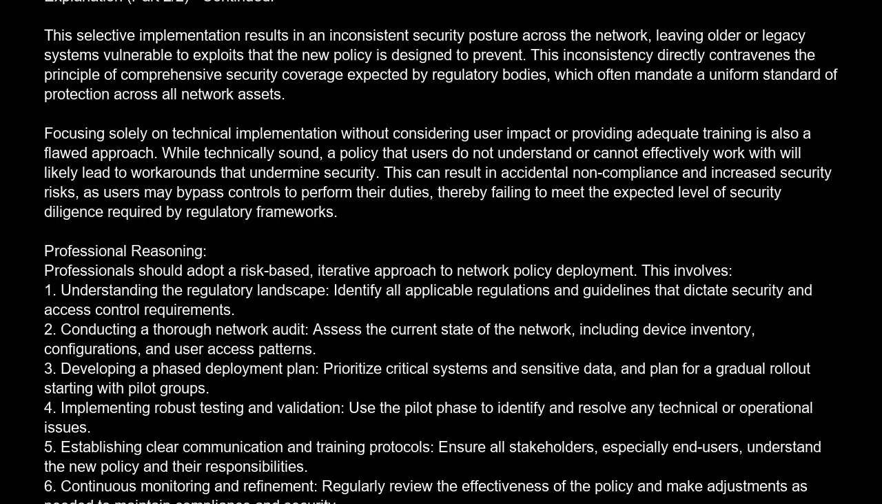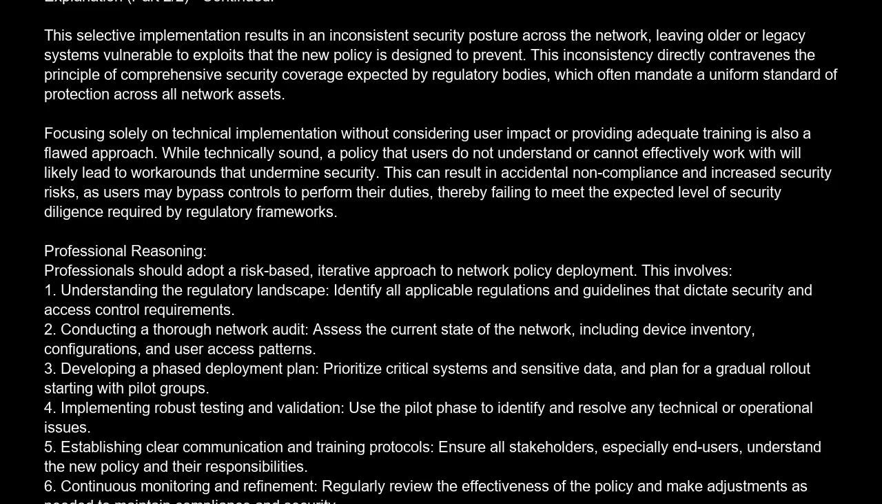Conducting a thorough network audit. Assess the current state of the network, including device inventory, configurations, and user access patterns. 3. Developing a phased deployment plan. Prioritize critical systems and sensitive data and plan for a gradual rollout starting with pilot groups.